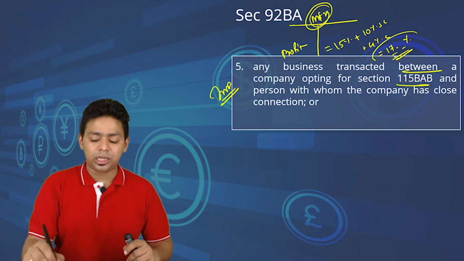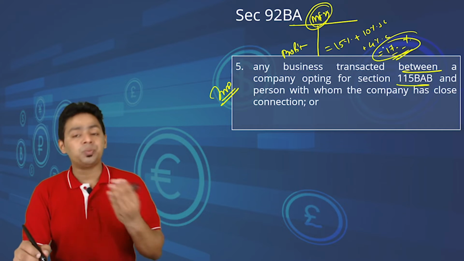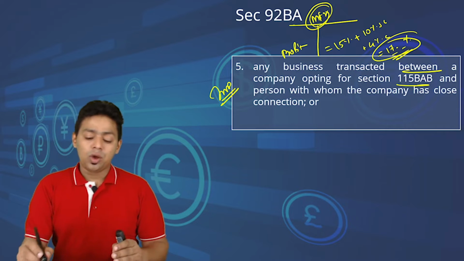Obviously, this manufacturing entity is in the lower tax bracket, and because this manufacturing entity is in the lower tax bracket, what will you do?